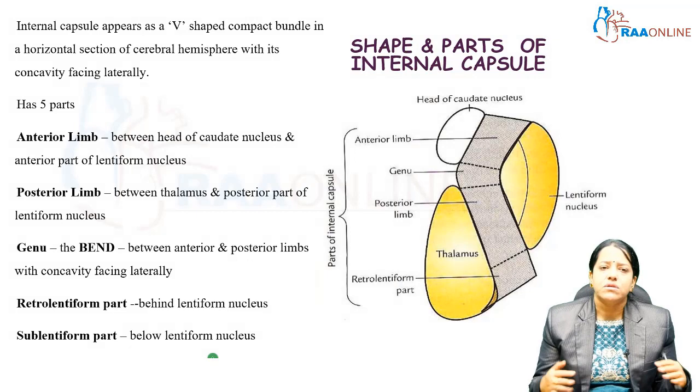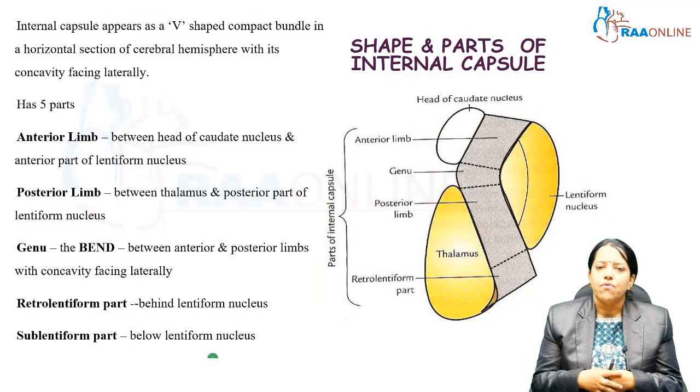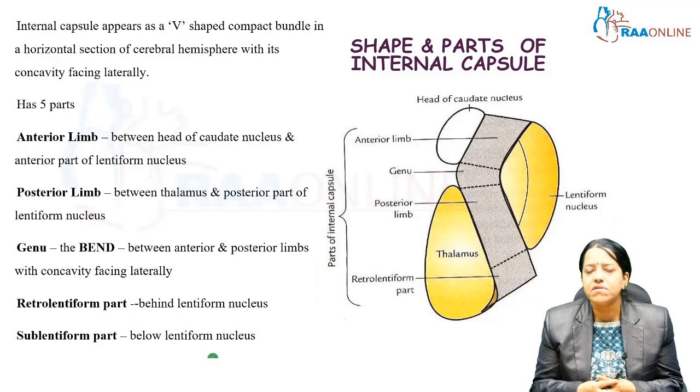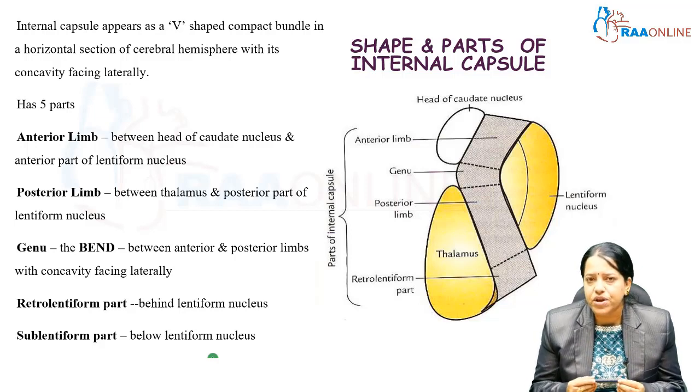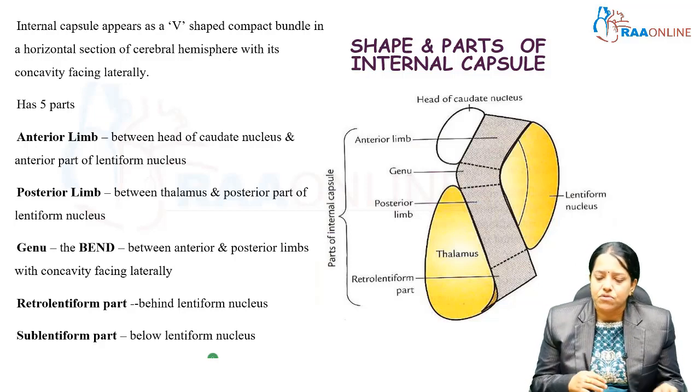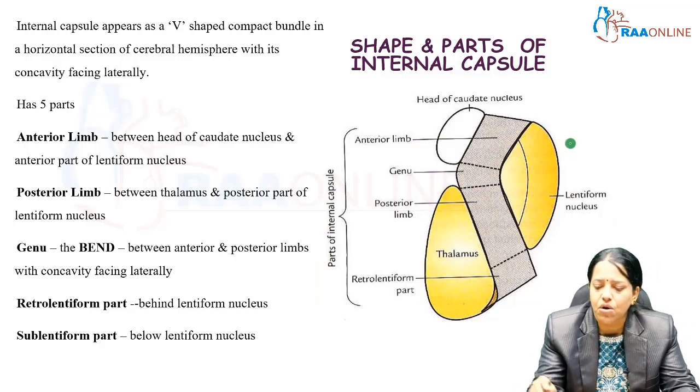Okay, coming to the shape, because next, we have talked about the situation, we have talked about its importance, and now we are going to talk about the shape. I have already said that the shape is a V-shaped compact bundle. If you take a horizontal section, so what we have taken is a horizontal section.